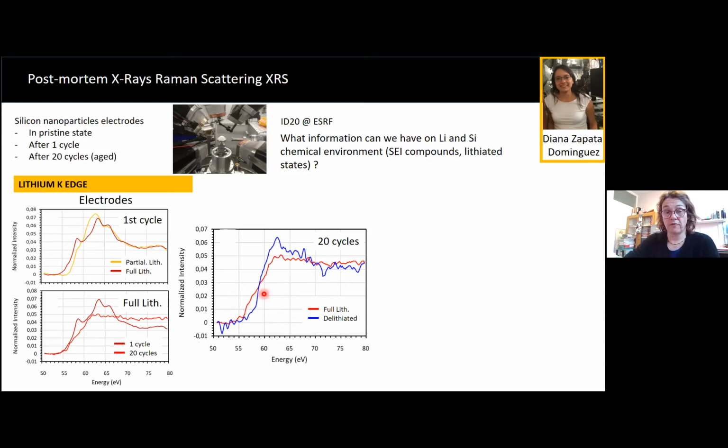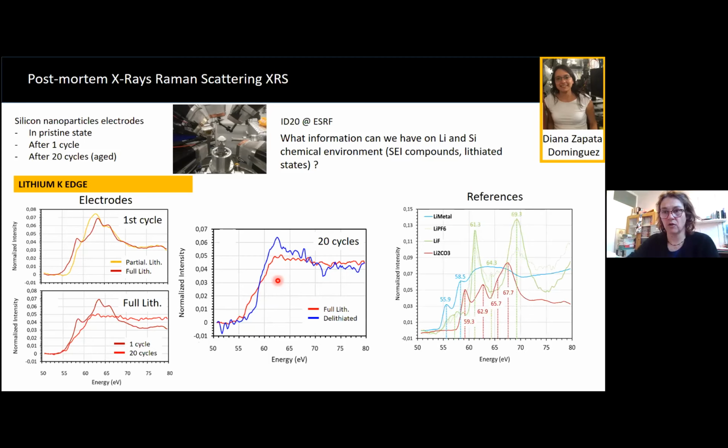We would like to have a more quantitative analysis of these spectra, of course, and for that we need some references. But as I said, this technique is quite new in the field of energy and there were no references available, so we measured our own references. In particular, we measured LiF and Li2CO3, which are the main compounds forming the SCI. And you can see on the reference data that you have some very specific features at given energies. So those are our references.